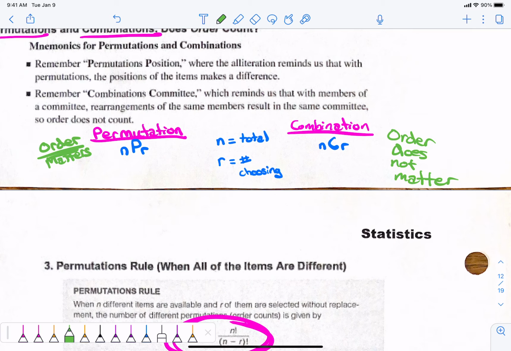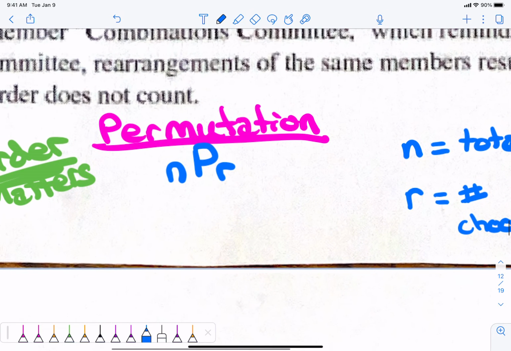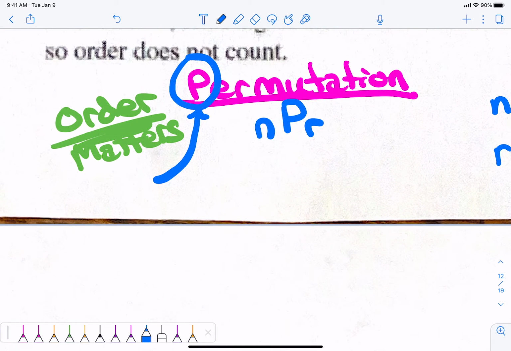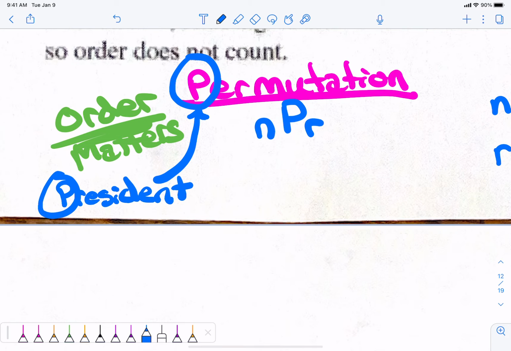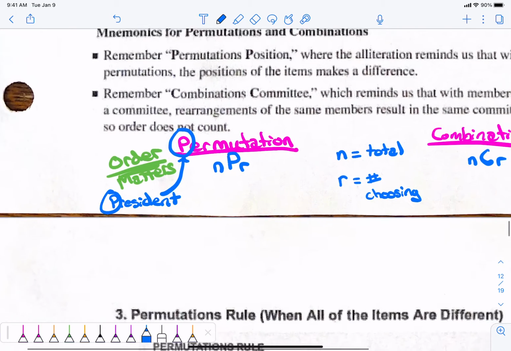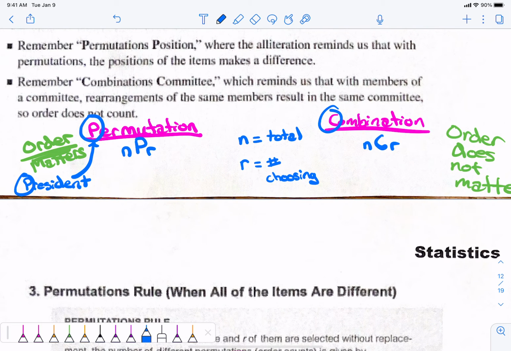The way that I remember order does matter is that permutation starts with a P, but what else starts with a P? Do you guys remember this? President. When you're doing president, vice president, secretary, does order matter when you're doing that? Yes. So president and P, that's how I remember it's a permutation. Order matters with a P, right? Order matters with a P, okay. Combination starts with the letter C, and so does the word committee.